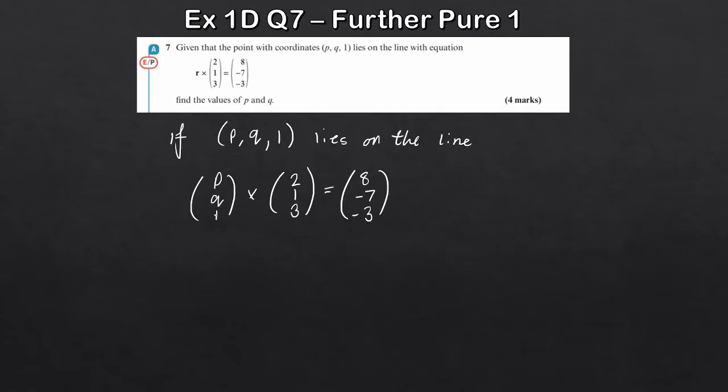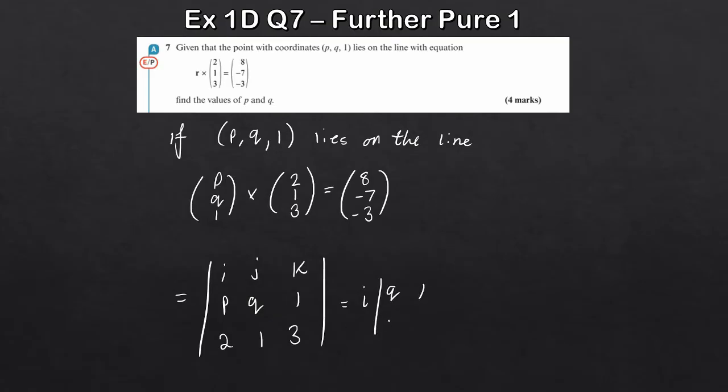Well, now all we've got to do is just cross these vectors. So remember, that'll be a 3 by 3 determinant. So it's going to be I, J, and K. Don't be put off by the fact that it's letters. So P, Q, 1. The method's the exact same. 2, 1, and 3. Okay. Then once we work this out, we know that this should be equal to 8. The I component should be equal to 8. The J component should be equal to minus 7. And the K component should be equal to minus 3. So it's going to be I lots of my bottom right elements here. So Q, 1, 1, 3.